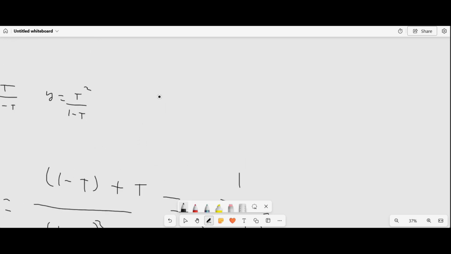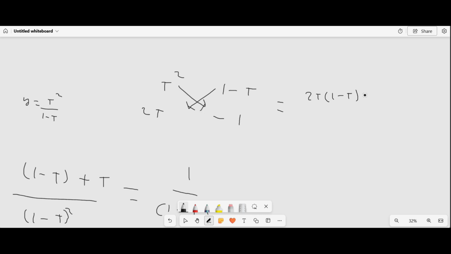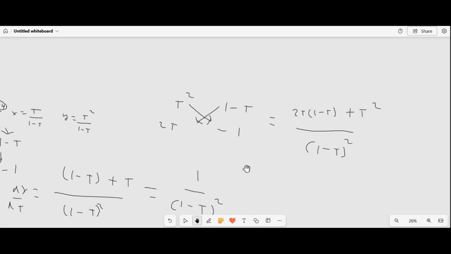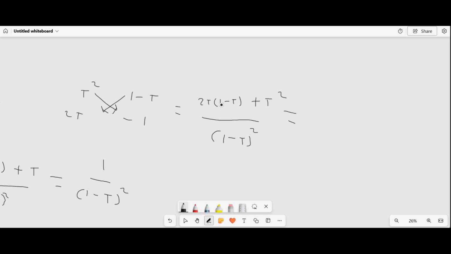So y is going to be dy over dt here. So again, right, u is going to be t squared, and then v is going to be 1 minus t. Differentiate that, you get 2t. Differentiate that, you get minus 1 here. And so that times that is going to be 2t open bracket 1 minus t. And then negative 1 times that is going to be positive, so positive t squared. All of that over 1 minus t squared here. Safe. And obviously 2t times 1 is going to be 2t, yeah? 2t times minus t is going to be minus 2t squared. Plus t squared is going to be negative t squared, so it's going to be 2t, yeah? Negative t squared over 1 minus t squared.